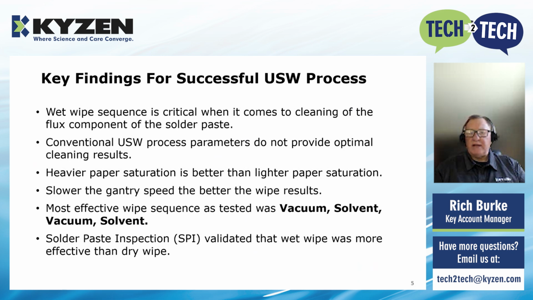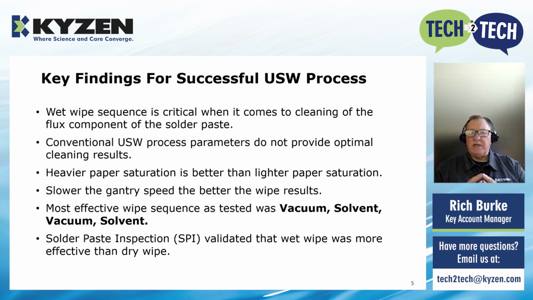The fourth item that I think is very important to make note of is that slower gantry speed is better in performance than a fast gantry speed. So this really speaks to two things, right? Increased solvency of the paper or saturation of the paper, and increasing the exposure time of the paper to the underside wipe. Two important aspects.